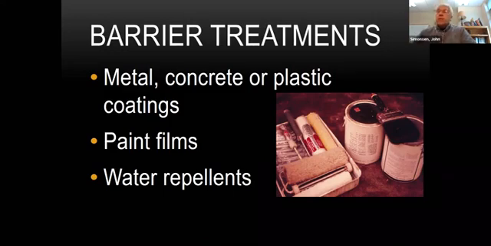And of course, for hundreds of years at least, people have been painting wood to prevent it from decaying outdoors, because if you have a good coat of paint, then your wood is protected, right? And you can also treat it with water repellents. This works to some extent.